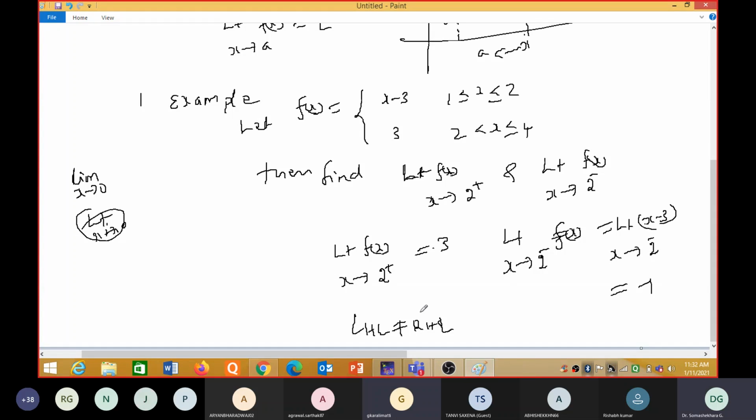Sir, can you explain the last 2 steps? This one? Yes, sir. See, x approaching 2 plus means it is greater than 2. Greater than 2 means in which interval? 2 plus means from the right hand side we are approaching 2. Through the graph you can understand.